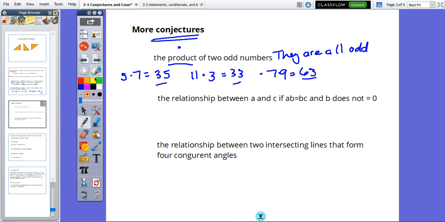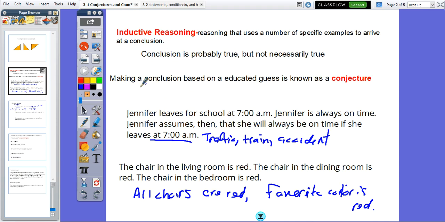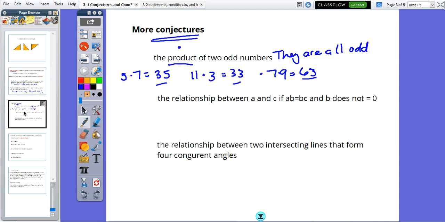That is what we call a conjecture. The conjecture is the conclusion that we make, the assumption that we're making based off the information that was given to us, or the question that was asked. So the question was, what assumptions can we make about every single product of two odd numbers? They're all odd.